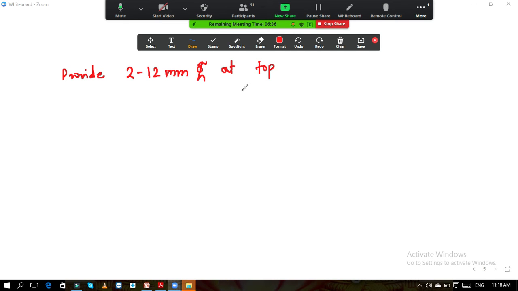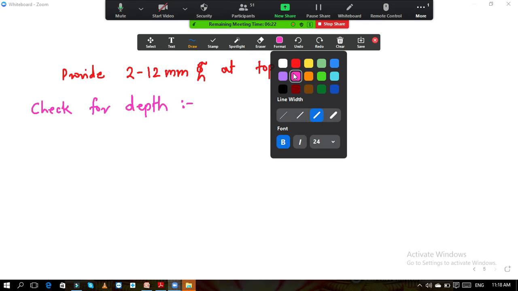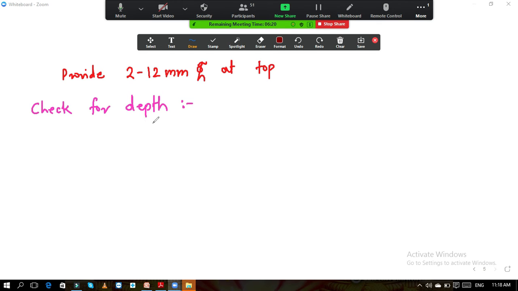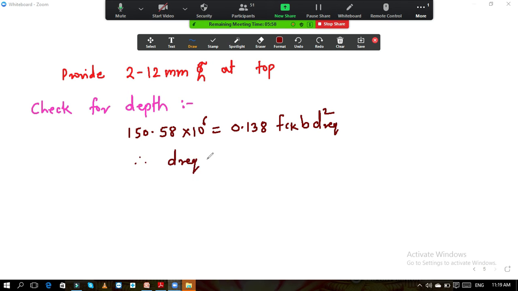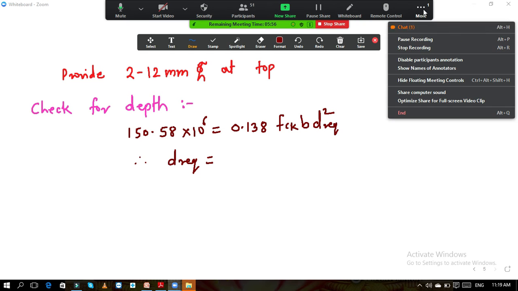Okay, so now after this the important thing remaining is to check for depth. To take the check for depth, we equate the maximum bending moment to the moment of resistance. So your maximum bending moment is 150.58 into 10 to the power 6, which is equal to 0.138 FCK B D required square. So therefore, D required is equal to, what is the value? Calculate this D required.